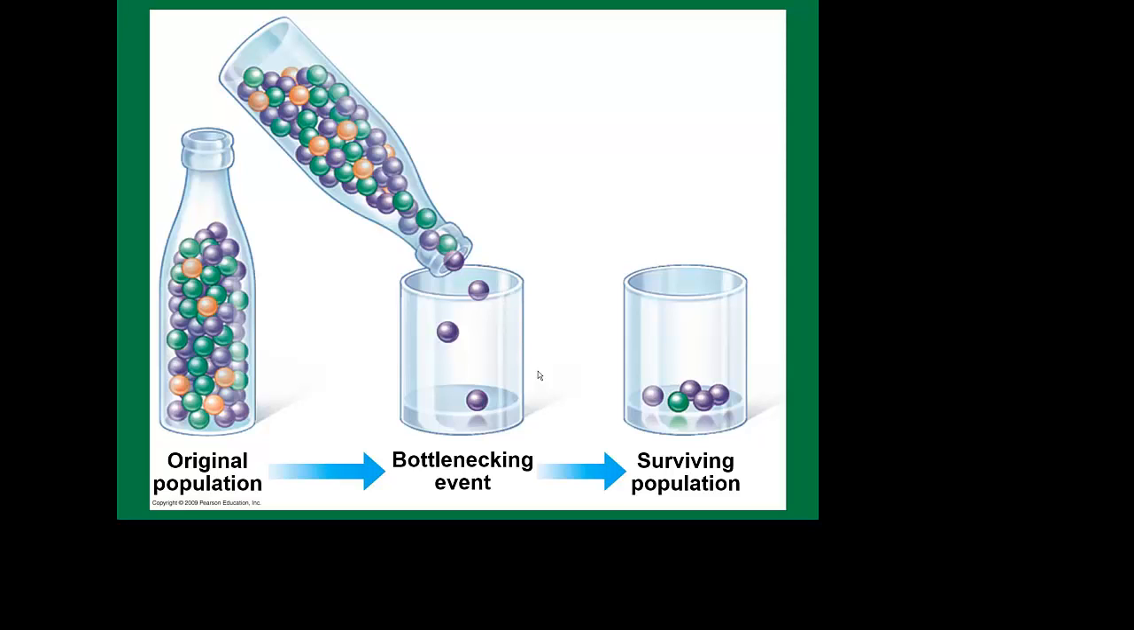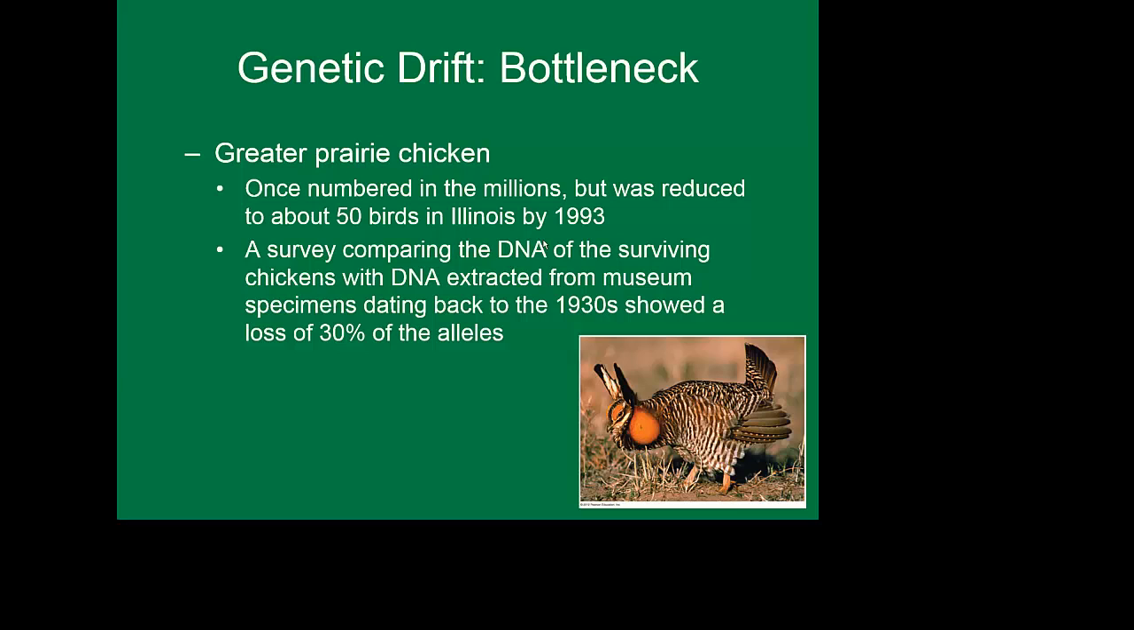You can look at this as just beads, and everyone always puts them in a bottle, right? We're just pouring out a certain number, and by random chance, our surviving population is only purple and green, when originally we also had some orange mixed in. So if you think about these as alleles, what's the possibility that an allele is going to make it through a bottleneck event, or a minimizing of this population over time?